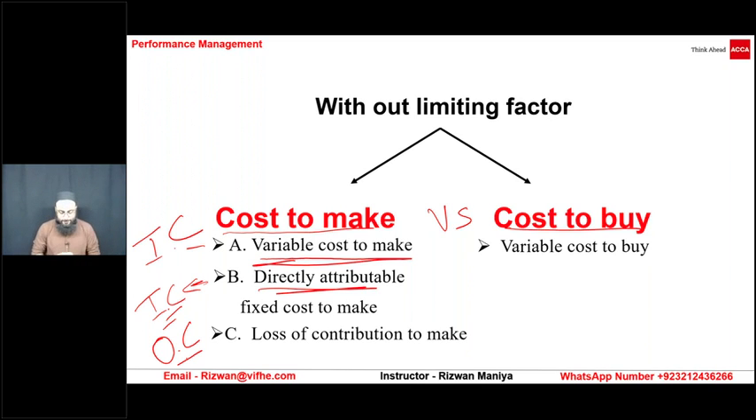So yeah, rule of 6, you can see here, 3 points will be helpful for you in the paper. In make or buy without limiting factor: variable cost to make, directly attributable fixed cost to make, and loss of contribution to make. This will be compared with variable cost to buy, and variable cost to buy is simply an incremental cost. Okay, my friends, are we all ready? Do you like this work back approach? Is it time saving? It gives you very good clarity as to what exactly we are doing, and our application will improve a lot.